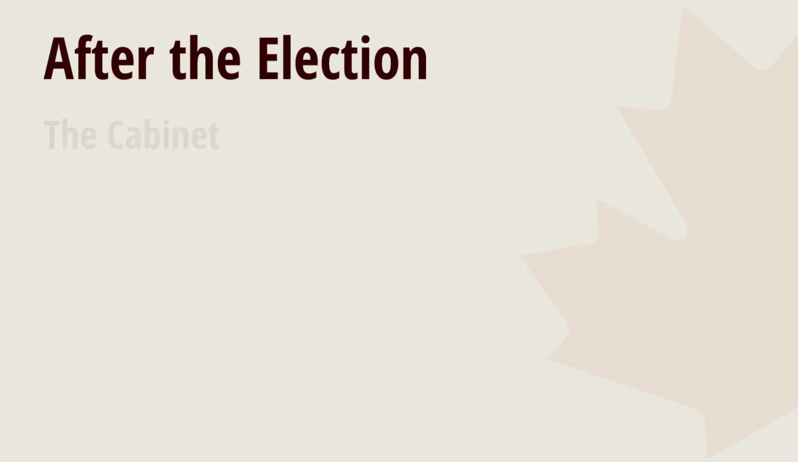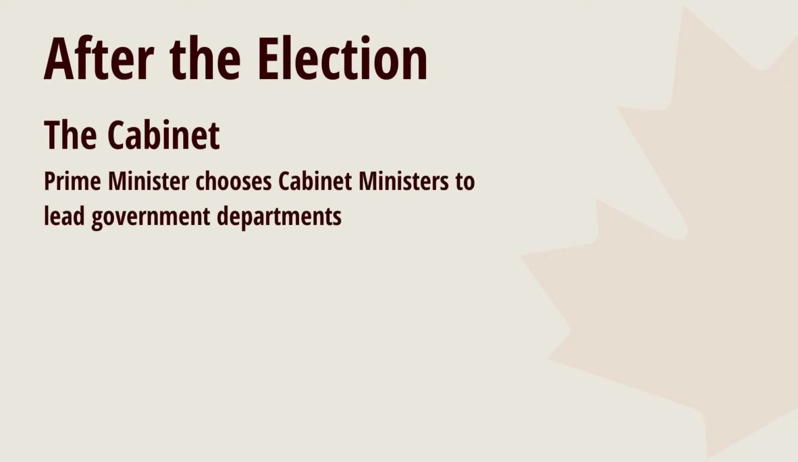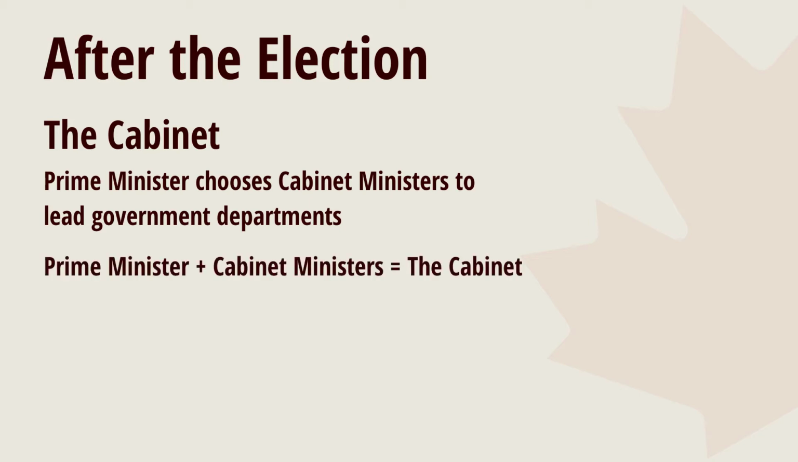After the election, the Prime Minister chooses cabinet ministers to lead government departments. The Prime Minister and the cabinet ministers together are called the Cabinet, and they make important decisions about how Canada is governed. They prepare the budget and propose most new laws. Their decisions can be questioned by all of the MPs in the House of Commons.